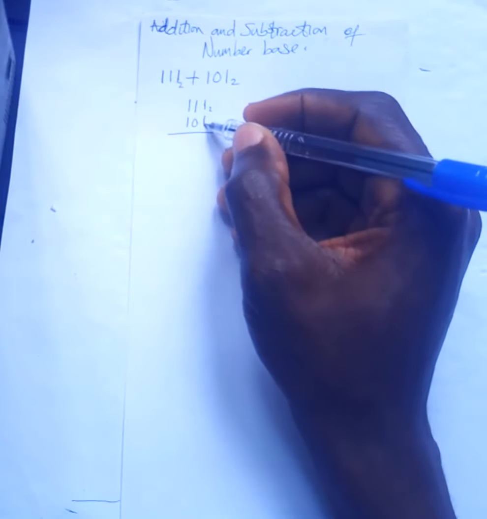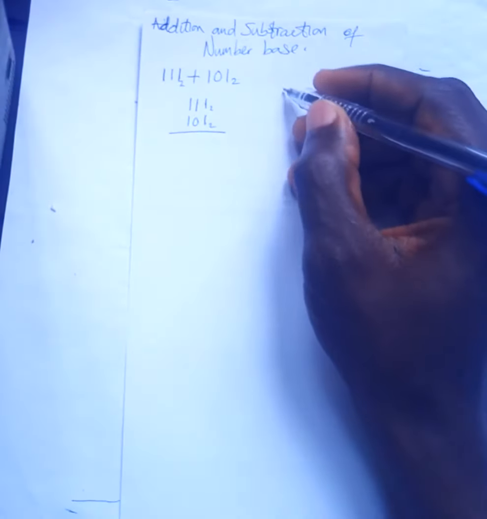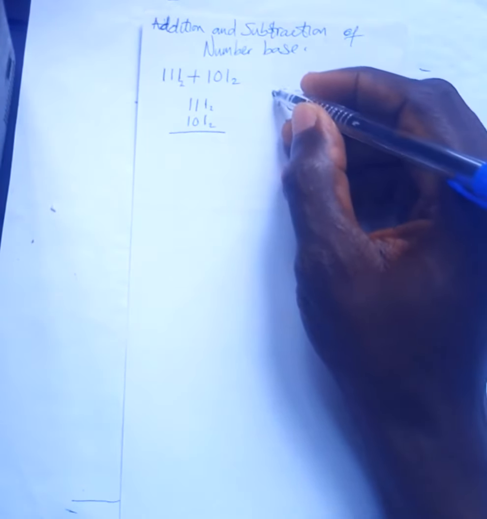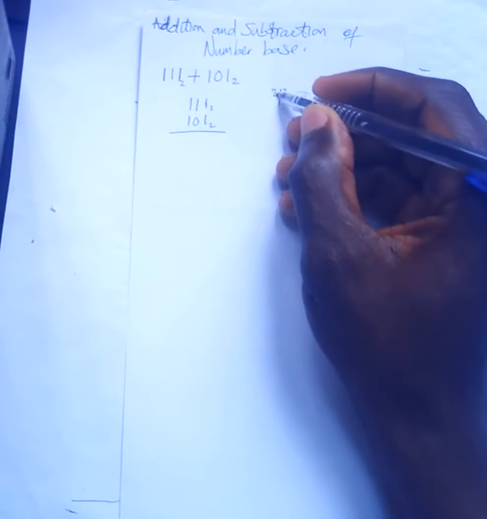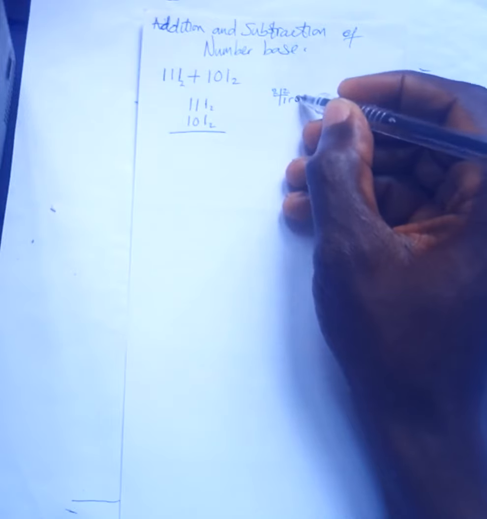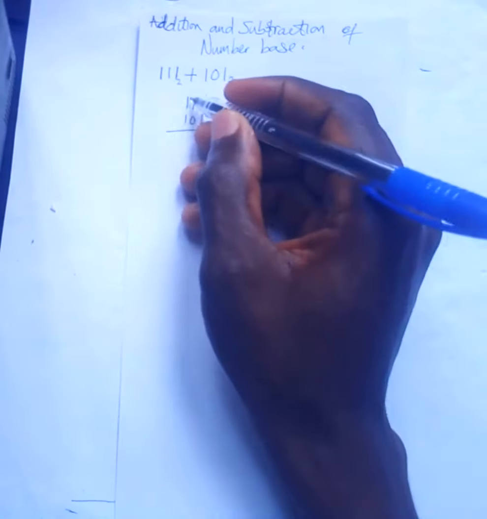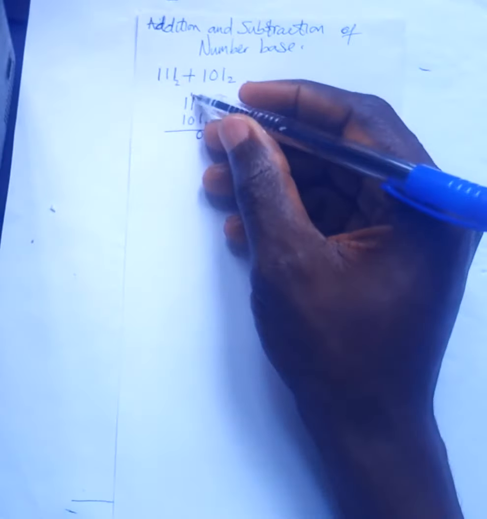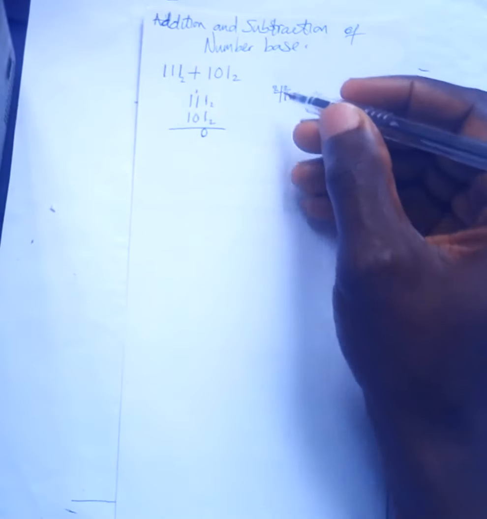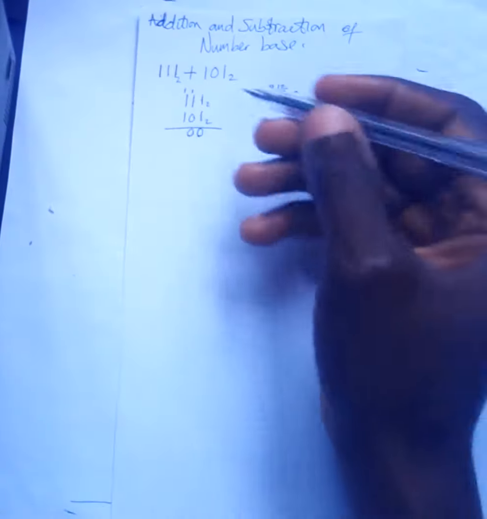So 1 plus 1, it's our normal 2. So we come here, say 2. Since we are talking in base 2, 2 into 2, 1, remainder is 0. So we write 0. We carry this 1, we put it here. So 1 plus 1 again, we have our 2. The same thing we do here, we write our 0, we bring the 1 here. So 1 plus 1 plus 1, this is 3.